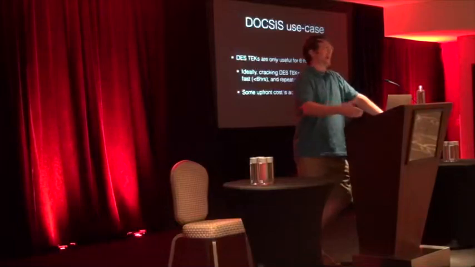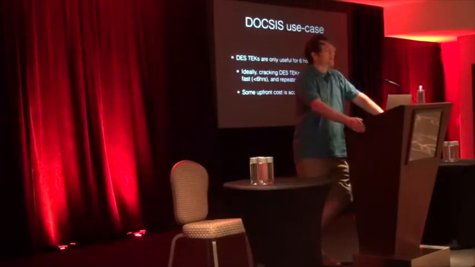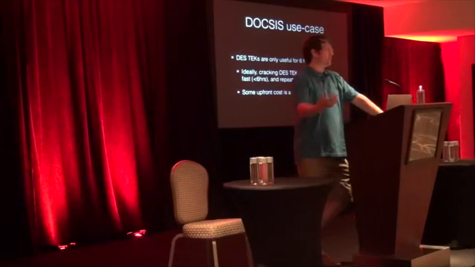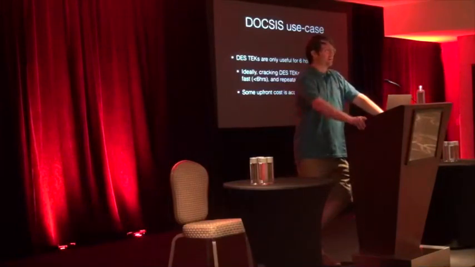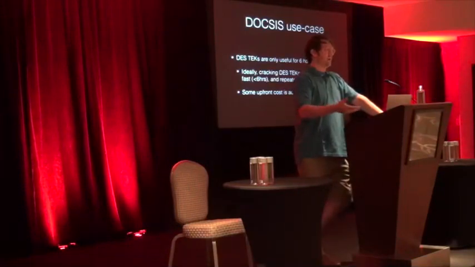So when determining how to brute force DES, it's important to keep in mind what the particular use case of the DES encryption is. And in this case, these traffic encryption keys are only useful for 6 hours of traffic. So we want the cracking of them to be cheap and fast, like less than 6 hours, so that if we want to decrypt our neighbor's traffic indefinitely, we want to be able to continuously crack these traffic encryption keys. So for that reason, it's fine to have some upfront cost as long as subsequent cracking is cheap and fast.